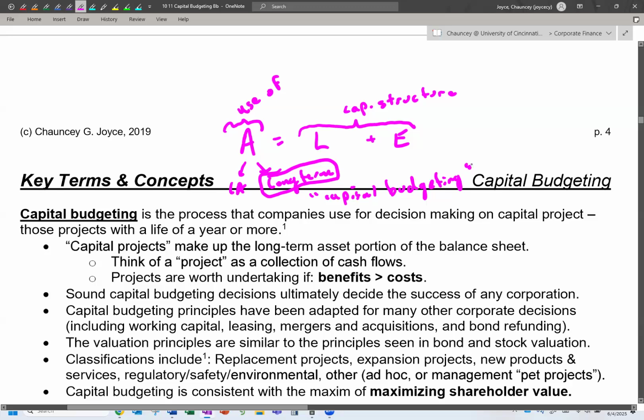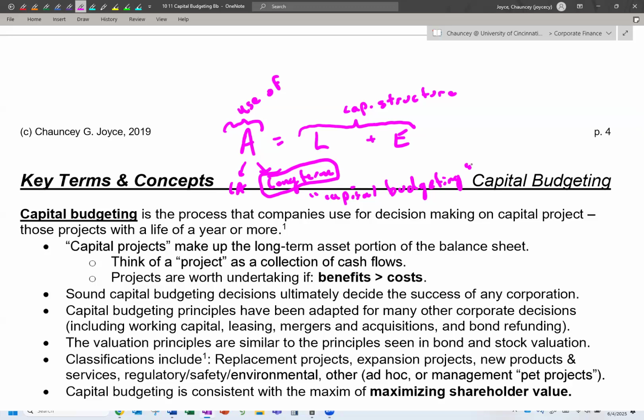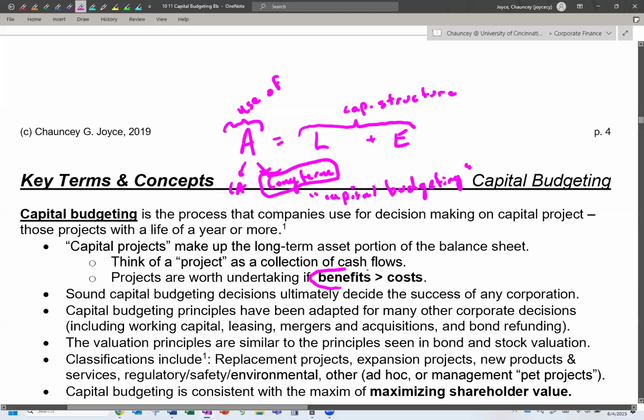So capital budgeting projects, think of a project as just a collection of cash flows. I like to think of a project as just an idea, and projects are worth undertaking if the benefits of that idea outweigh the costs, if the benefits are greater than the cost, that is. Sound capital budgeting decisions ultimately decide the success of any corporation.